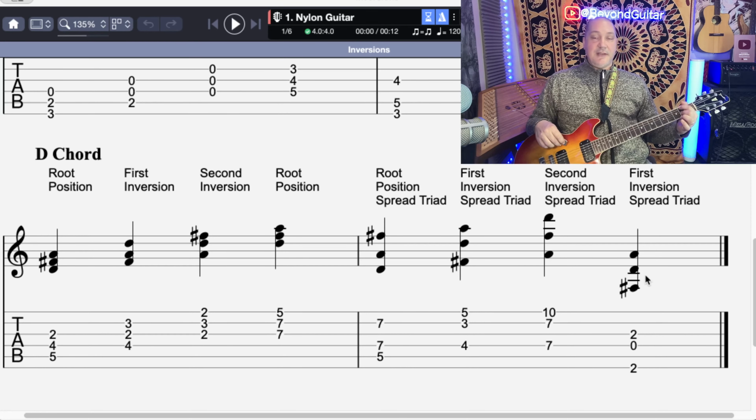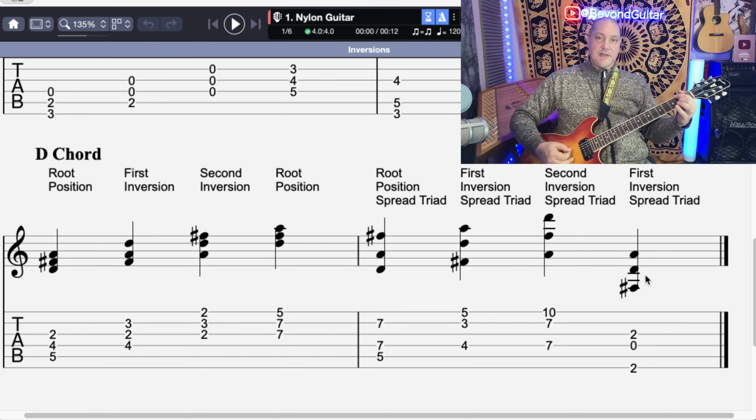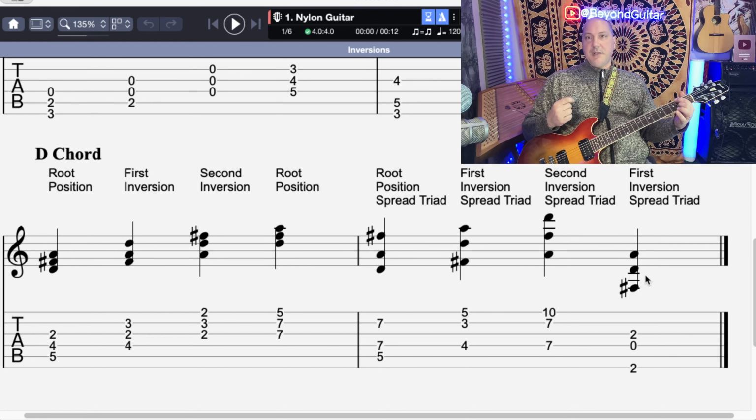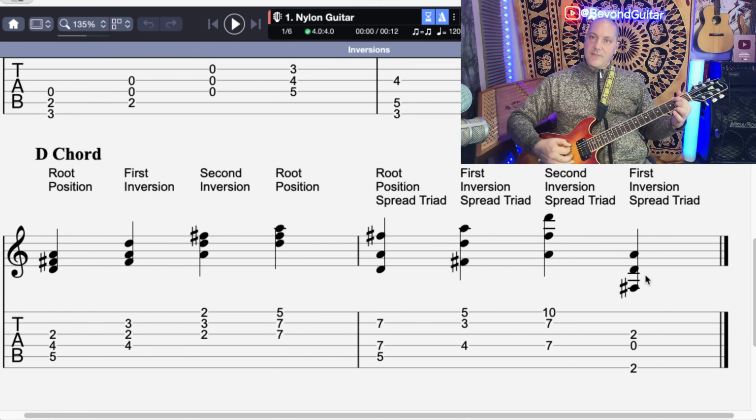You can have D, F sharp, A, or you can have F sharp, A, D, or you can have A, F sharp, D. You can mix them up in whatever order you want. As long as there's a D somewhere in there, and as long as there's an F sharp in there somewhere, and as long as there's an A in there somewhere, you're going to have a D chord. The question is, what note's at the bottom? In this case, the third is at the bottom. All right, well, that must be a first inversion chord.